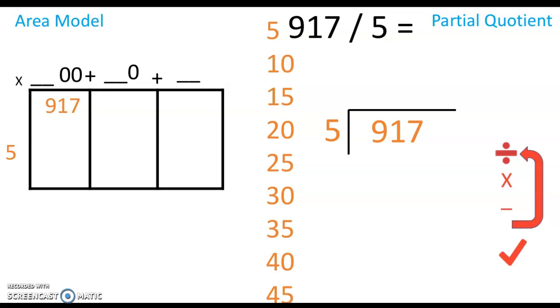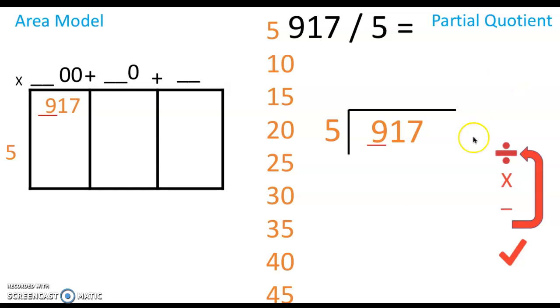Divide, multiply, subtract, repeat back to division, and check. So what place value do we start in? Yeah, the largest place value, which in this case happens to be the hundreds.